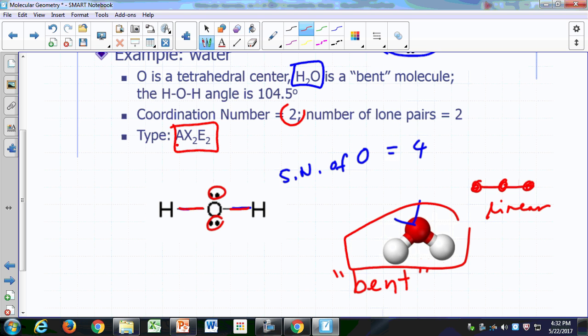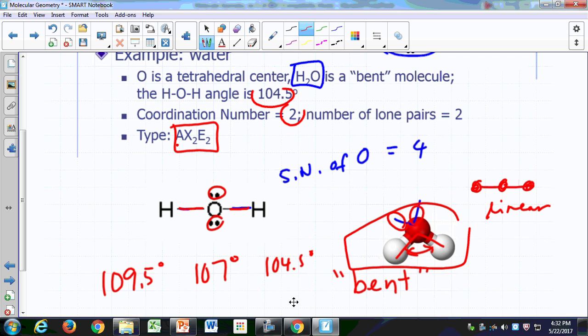Now look at the angle here, 104.5. That's even smaller than for ammonia. So remember the perfect tetrahedral angle is 109.5. For ammonia with 1 lone pair, you have 107 degrees. This is 104.5 degrees. This is even smaller because you now have 2 bulky groups there, 2 lone pairs on the central atom, which will push those single bonds closer together.